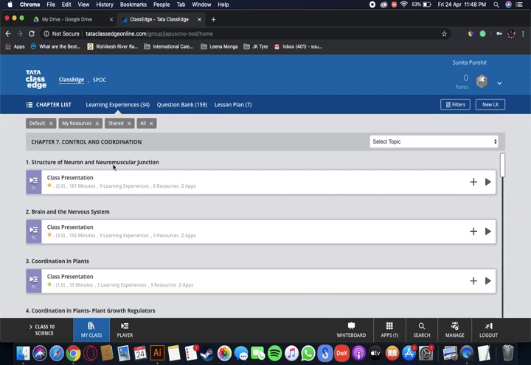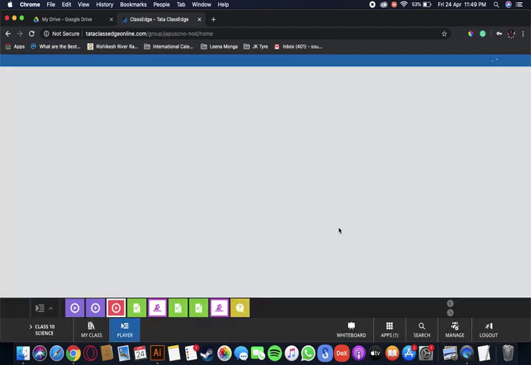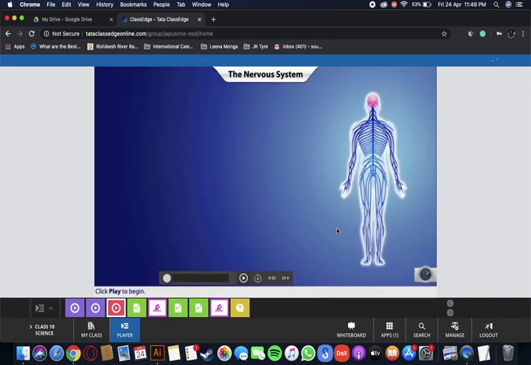Now, we will learn more about the structure of that specialized cell, the neuron, and neuromuscular junctions. How does it work? With the help of this video, you will be able to understand the important parts, structure and function of the typical neuron.